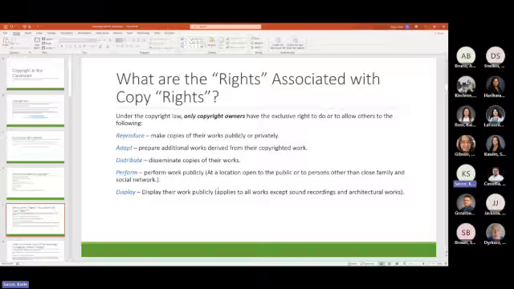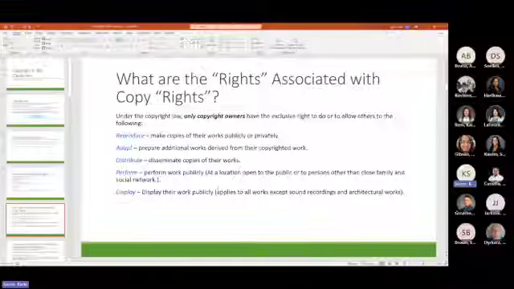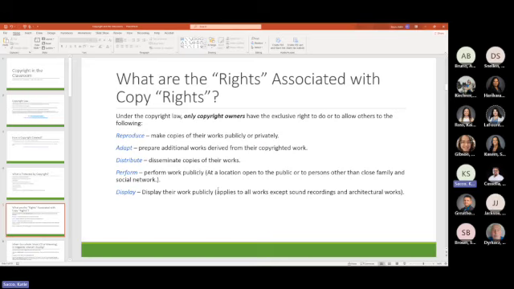So what are the rights associated with copyright? When you're saying copyright, that is the right to copy, right? Under the copyright law, only copyright owners have the exclusive right to allow others to do the following: reproduce, adapt, distribute, perform, or display their works. If you want to use somebody else's publication, you need to ask for permission.